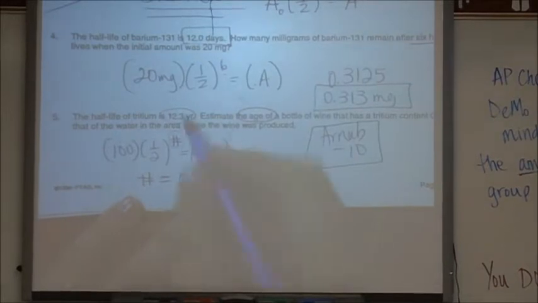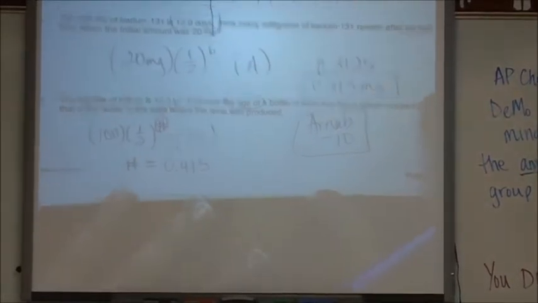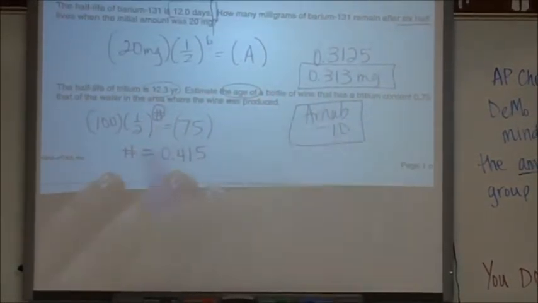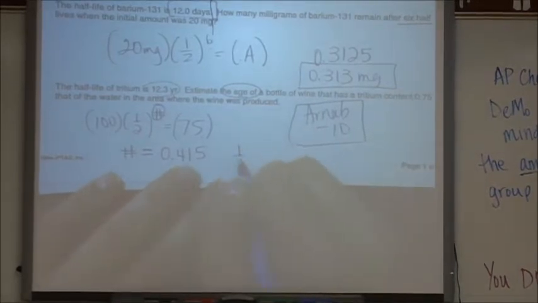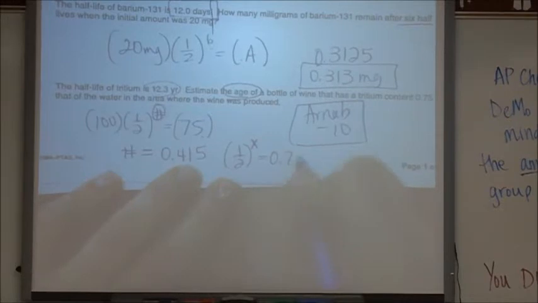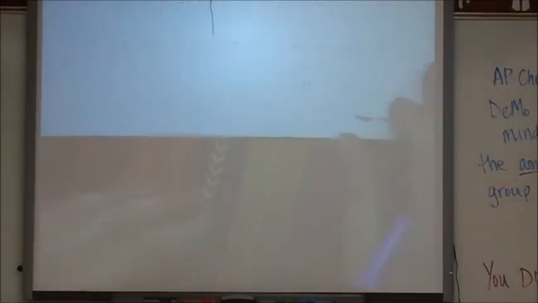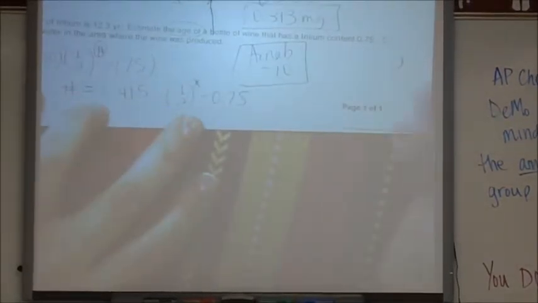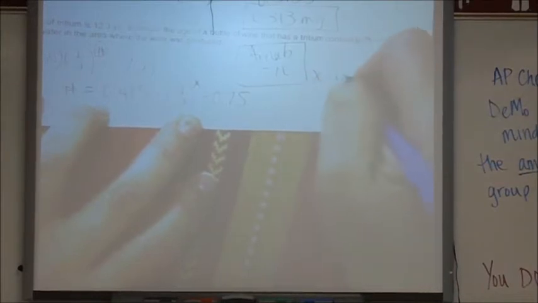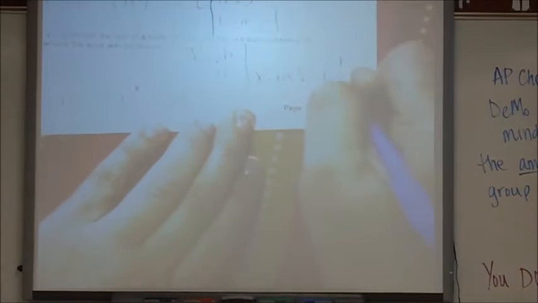If we want to solve, since you're having some math issues here, we're going to divide both sides by 100, and we get 1/2 to the exponent, I'll just call it x, is equal to 0.75. You with me? Yeah. Now, if I take the natural log of both sides, I get x times ln of 1/2 is equal to ln of 0.75.